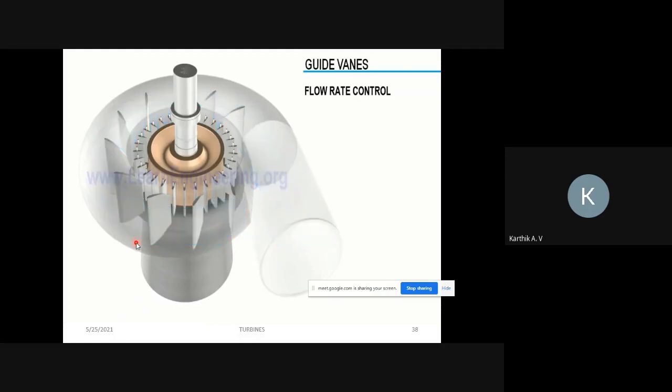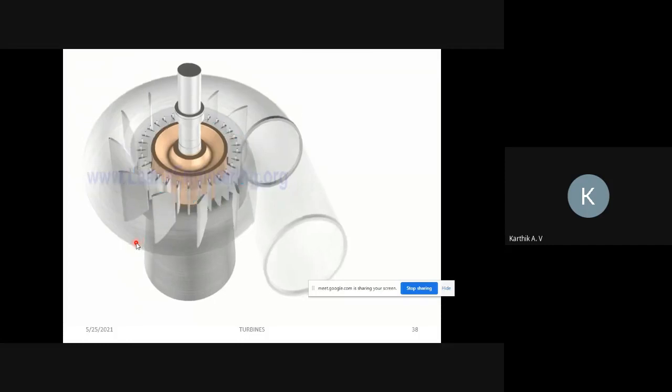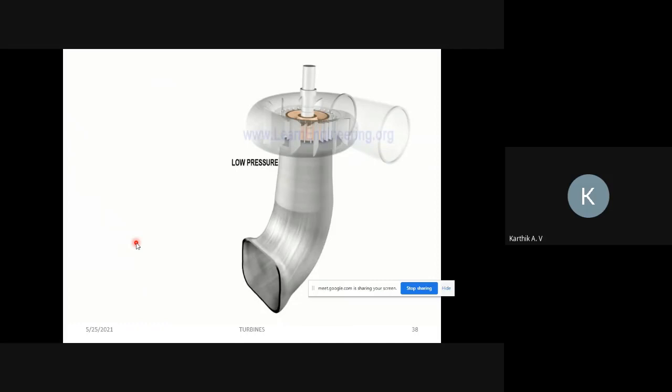Apart from controlling flow rate, guide vanes also control the flow angle to the inlet portion of the runner blade. Thus, guide vanes make sure that the inlet flow angle is at the optimum angle of attack for maximum power extraction from the fluid. Low pressure at the exit side of the turbine may cause serious problems of cavitation. So a carefully designed draft tube is fitted at the exit side to discharge the fluid out. The draft tube will transform velocity head to static head due to its increasing area and will reduce the effect of cavitation.